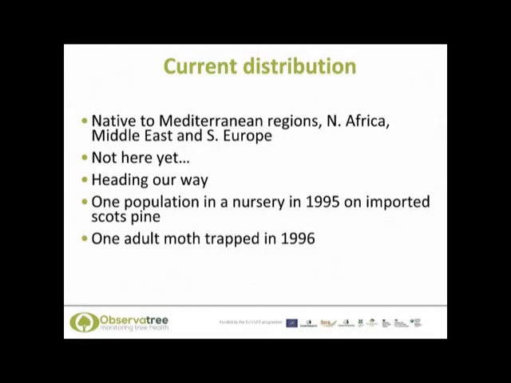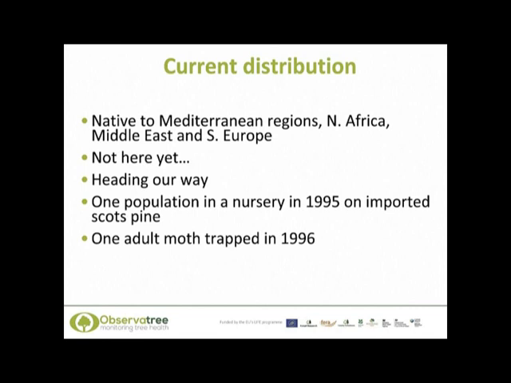So the pine processionary moth is native to the Mediterranean region, North Africa and some areas of the Middle East and Southern Europe. So luckily it's not actually here yet, but it has been extending its range across Europe towards the English Channel, so it's heading our way.